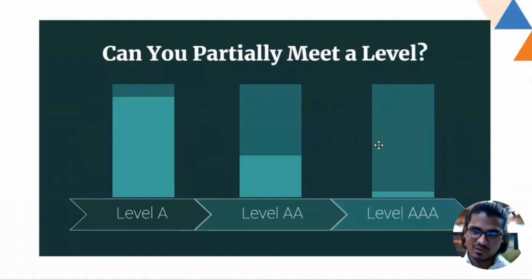Let me be clear one more time. You are meeting 90% of the criteria of level A, 30% of level double A, and 10 to 12% of level triple A. So you are meeting a lot of rules, right? So which level are you meeting? Which kind of certificate will you get? Level A, level double A, or level triple A? Anyone?